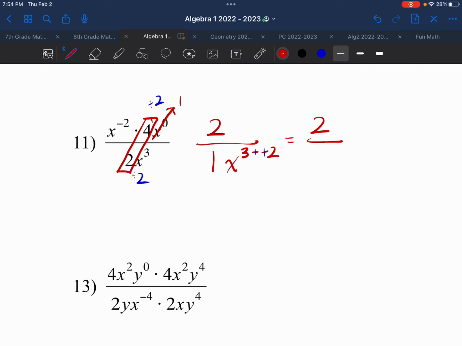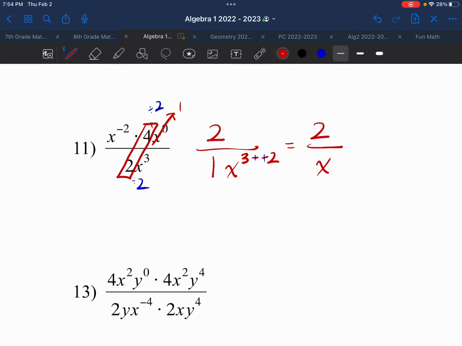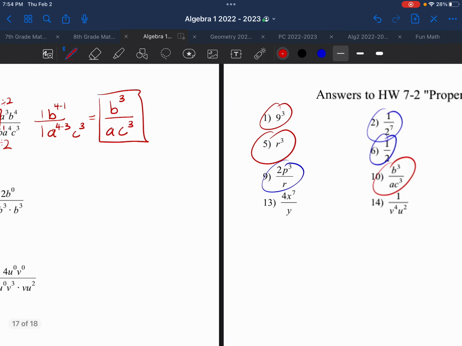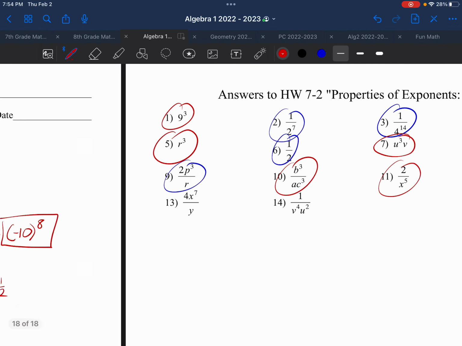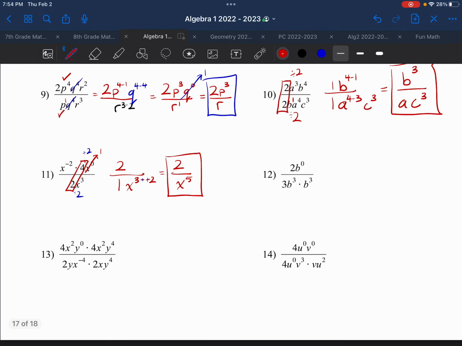Top is going to be 2. Bottom, we're not going to write the coefficient of 1. Again, it's more simplified to not have a coefficient if there is a 1. And then I'm going to have x to the power of 3 plus 2 is 5, and I get my final answer of 2 over x to the power of 5. Number 11, 2 over x to the power of 5. We're getting it right. Let's move on to number 12.